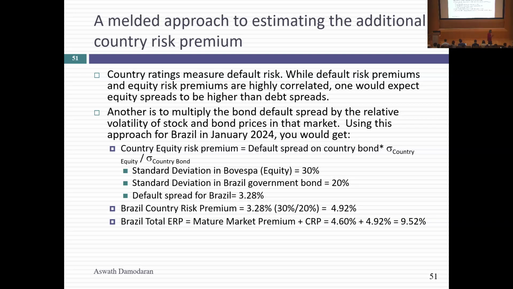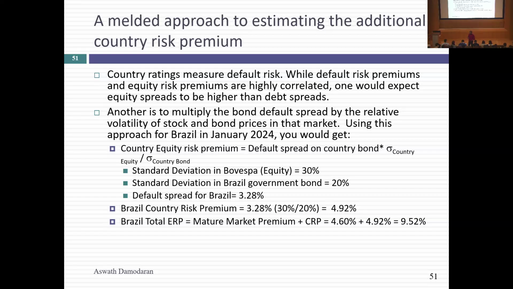I know it's incredibly simplistic, but basically that means the spread I'm going to use is 4.92%. It's the 3.28% scaled up for the fact that equities are riskier. My equity risk premium for Brazil is going to be 9.52%. So think of this as default spread and default spread plus. They're basically variance. There is the middle page, the previous page, there's actually a third approach.